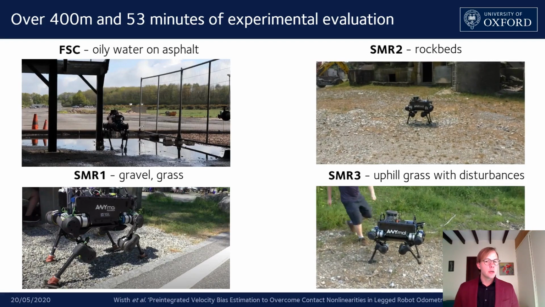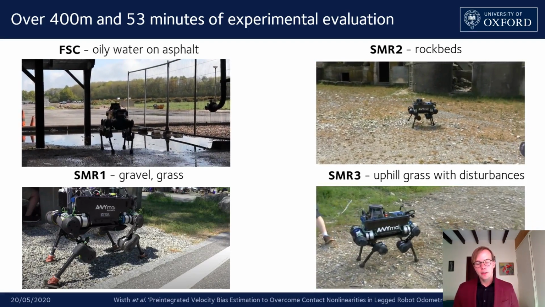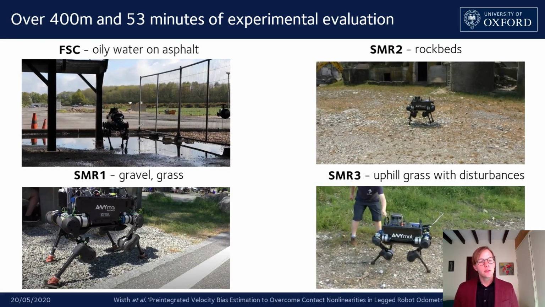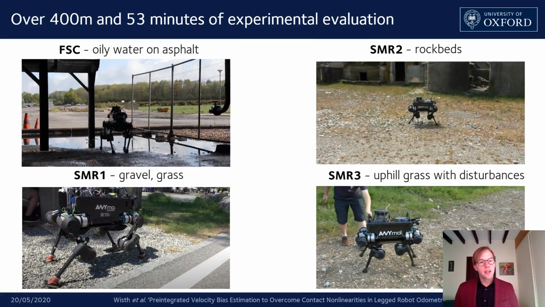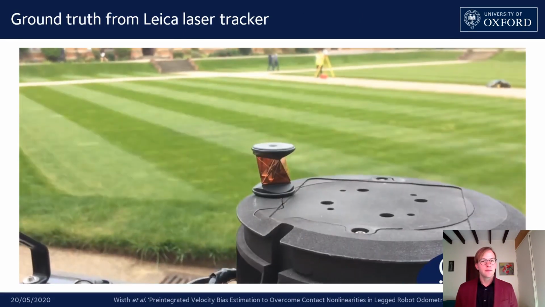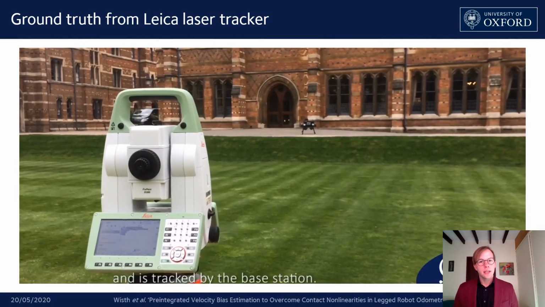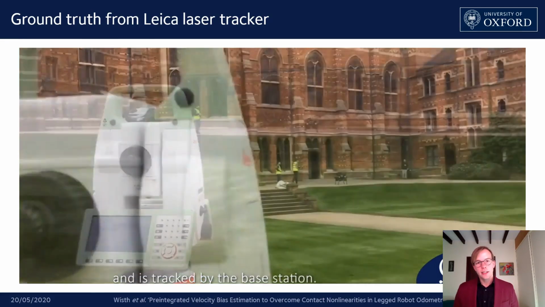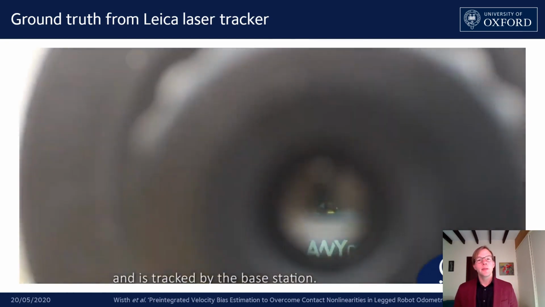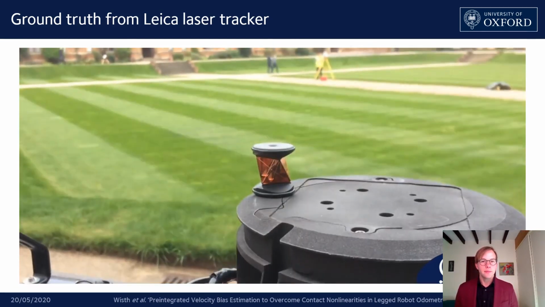We evaluate the proposed approach on over 50 minutes of real-world outdoor experiments. These experiments were conducted at 2 locations, the first being the Fire Service College and the second being the Swiss Military Rescue Centre. For all experiments, we collect ground truth by tracking a reflective prism using a Leica laser tracker. This provides millimeter accurate ground truth for the entire trajectory within line of sight.